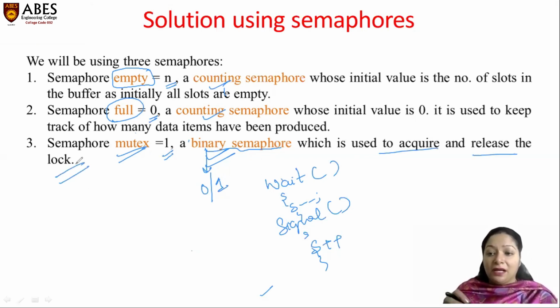So whenever a producer or consumer will try to access the counter variable, first they need to access the mutex. Only then they can acquire or access the counter variable. They can update the counter variable.